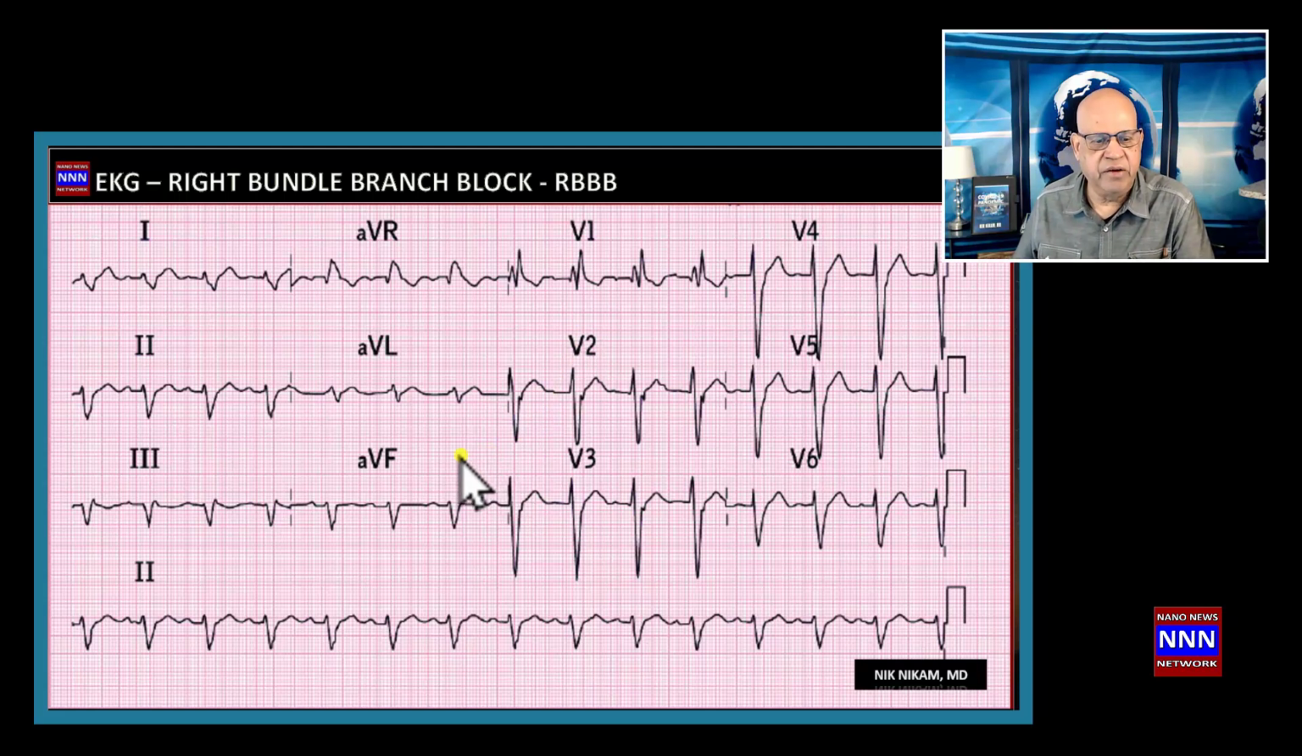There is another point here which we need to pay attention to. Here the axis is greater than minus 60 degrees. So we have a left axis deviation. We also have tiny R waves in the inferior leads. So this is left anterior hemiblock. So in a sense, we have not only right bundle branch block, but we also have a left anterior hemiblock.